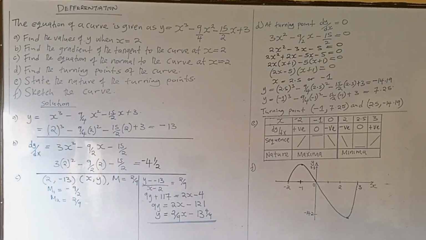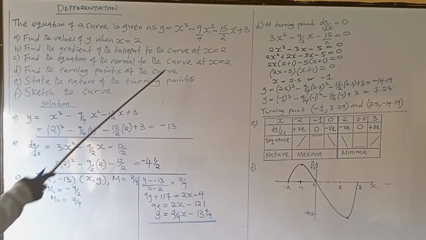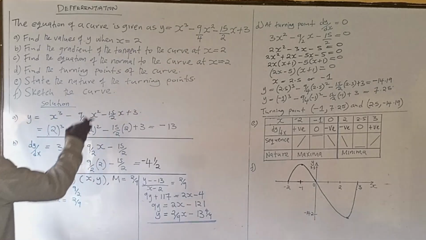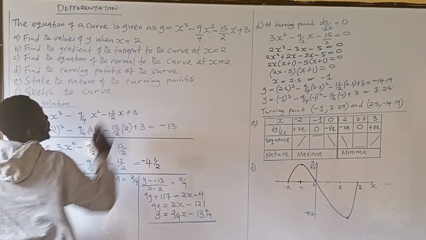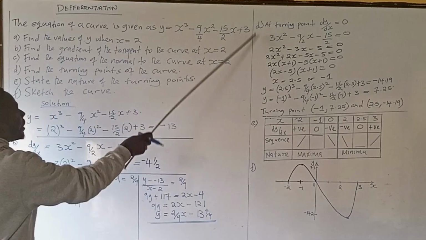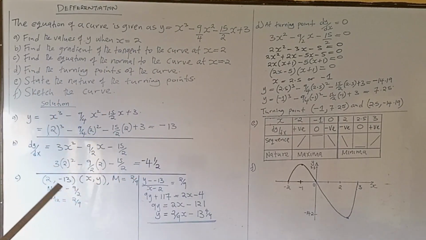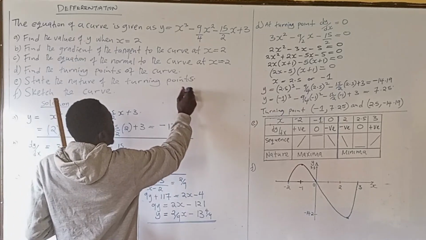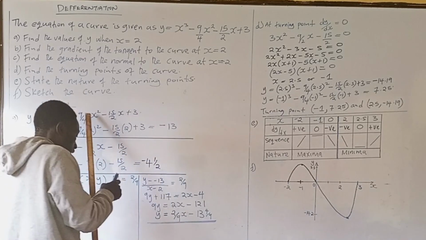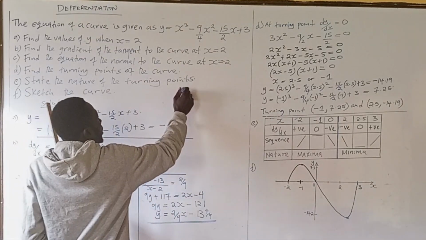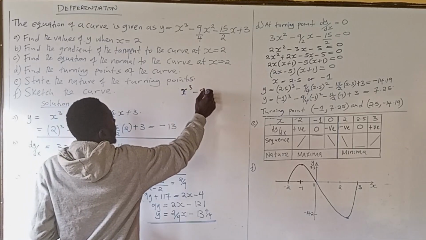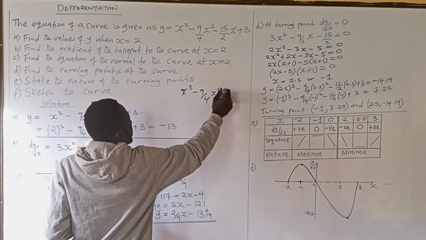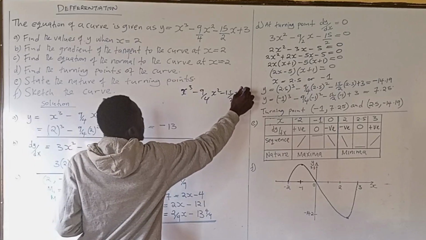Question 2. Find the gradient of the tangent to the curve at x = 2. So how do we get gradient? Gradient is differentiation. So we need to differentiate the equation of the graph to get gradient. So how do we differentiate? We differentiate the value. So the value is x^3 - 9/4 x^2 - 15/2 x + 3.